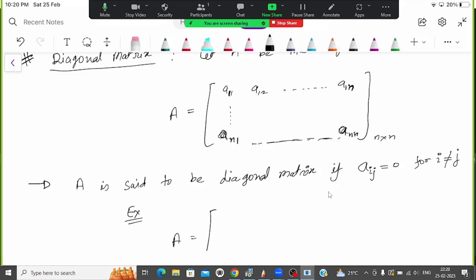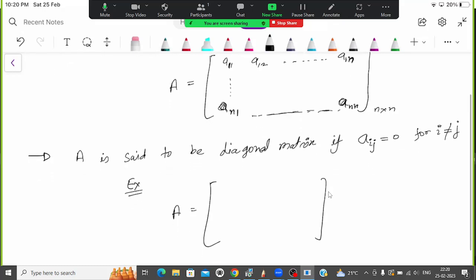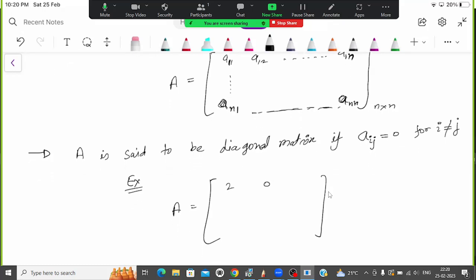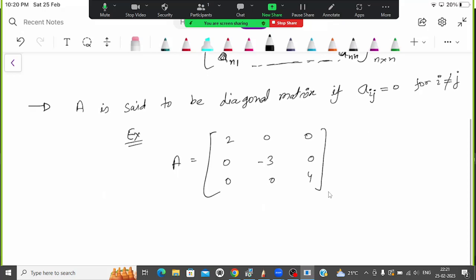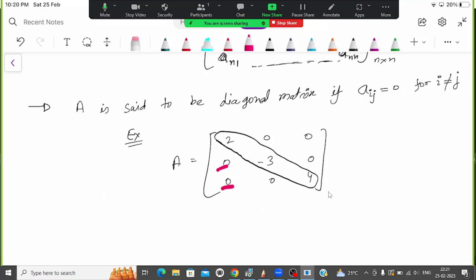Suppose a matrix A is there whose elements are 2 0 0, 0 minus 3 0, 0 0 4. See here, these are the diagonal elements, and below the diagonal elements all elements are 0. So this is 0, this is 0, this is 0. And the elements above are also 0. So we can call it a diagonal matrix.